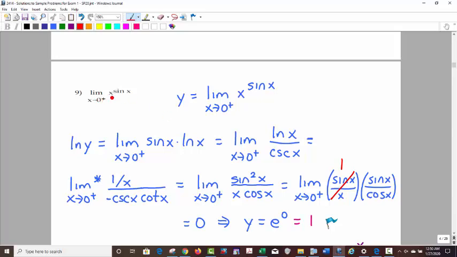So the first thing you want to do is give this limit some sort of variable name. I just tend to use y for consistency, but you can use something else, as long as it's not x. So we take ln of both sides, and when you take the ln, that brings the exponent down. So it's the limit of sine of x times natural log of x.